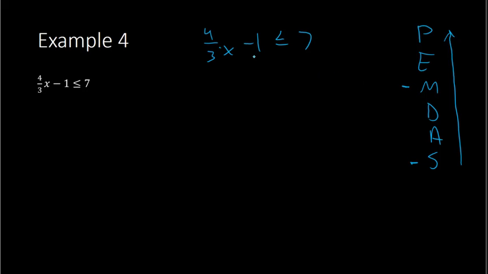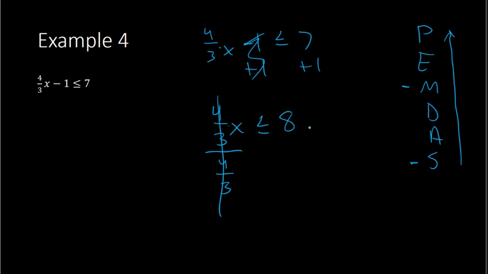To begin, I can move the subtraction over by doing the inverse operation, which is addition. So I add 1 to both sides. That cancels over here. I'm left with 4/3 x on the left, and 7 plus 1 is 8 on the right.